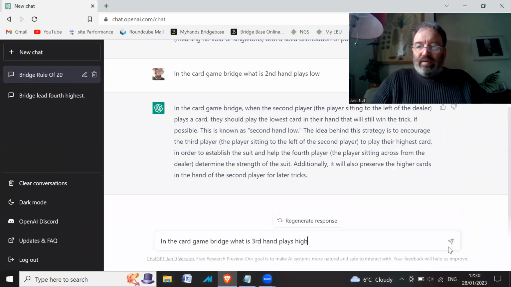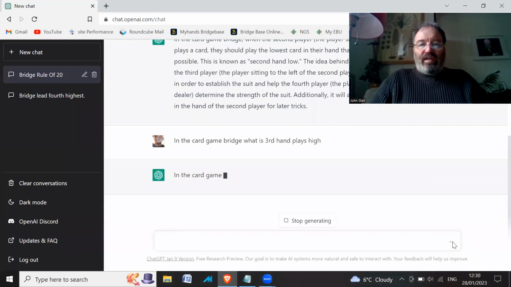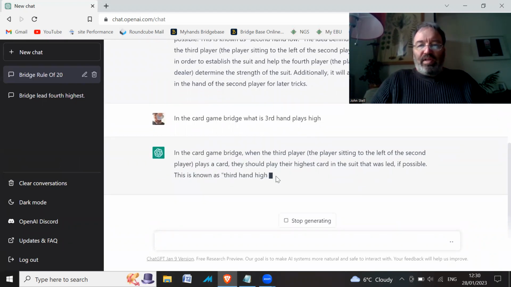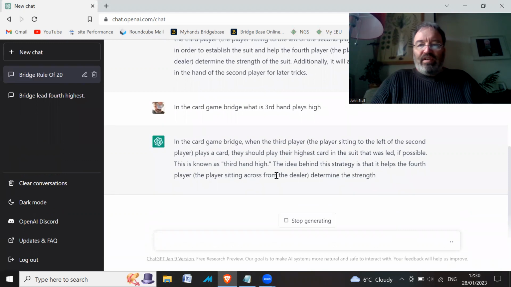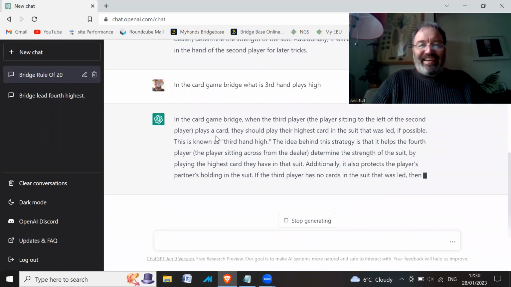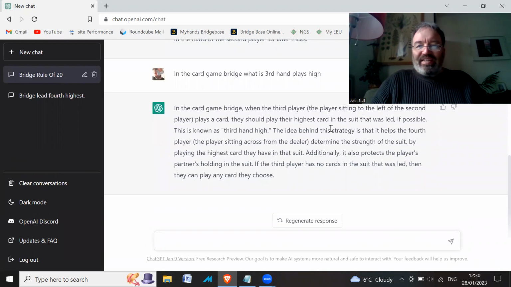Okay. In the card game bridge, what is third hand plays high? In the card game bridge, when the third player, the player sitting to the left of the second player, that's one way of putting it, plays a card, they should play their highest card in the suit that was led, if possible. This is known as third hand high, okay?